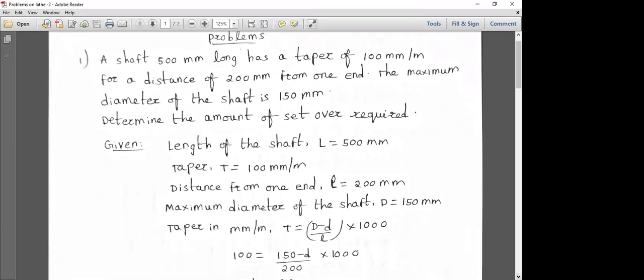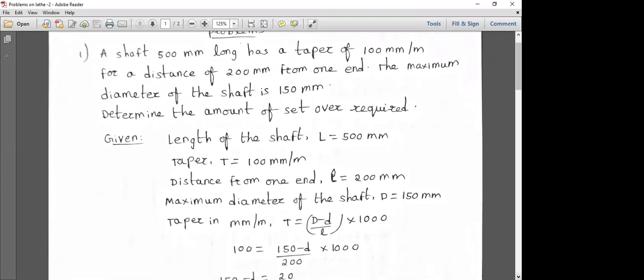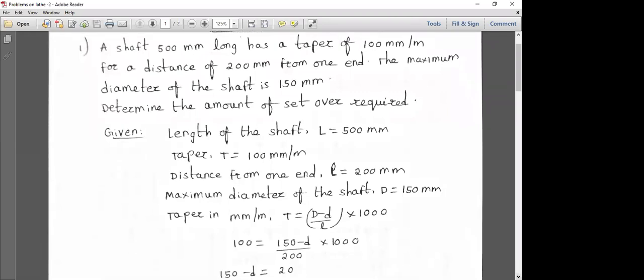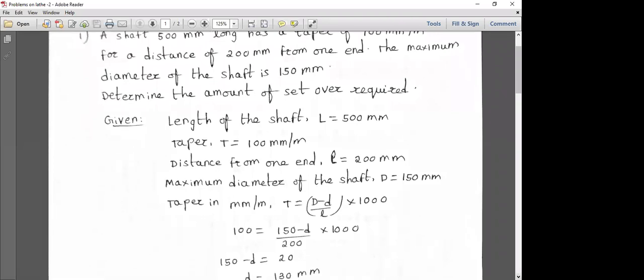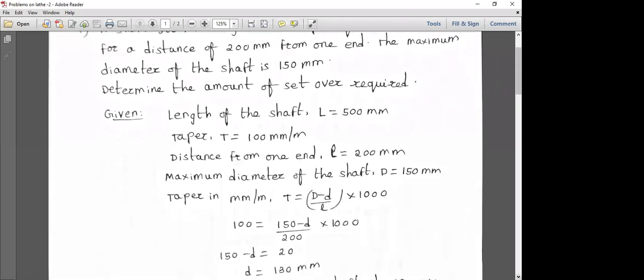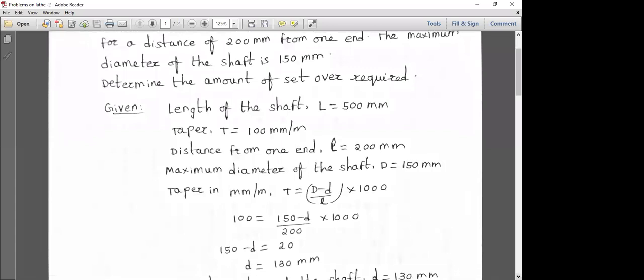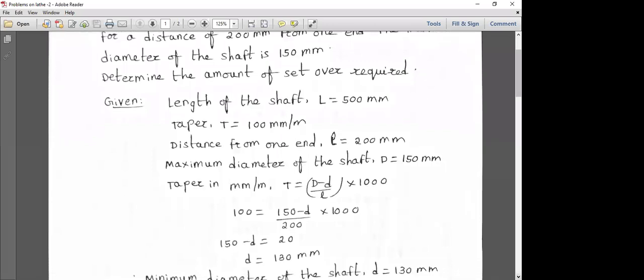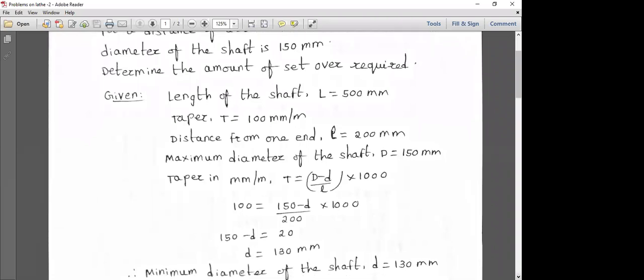So T, 100, is equal to, what is capital D? The maximum diameter of the shaft, the big end diameter, minus the small end diameter. You have to calculate the small end diameter. You will be getting that as some 130, I think. Just see that you are well aware of the substitutions. You just practice this also at home.